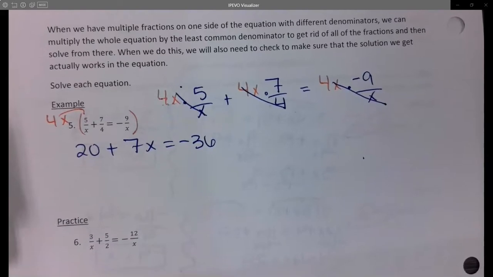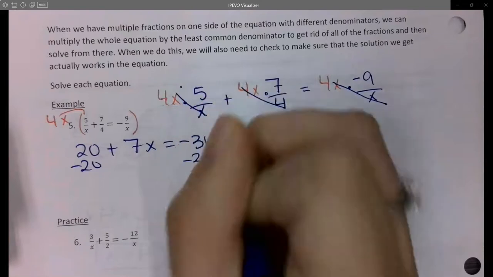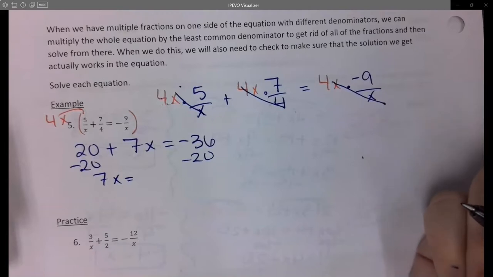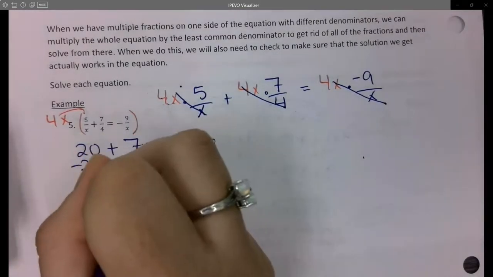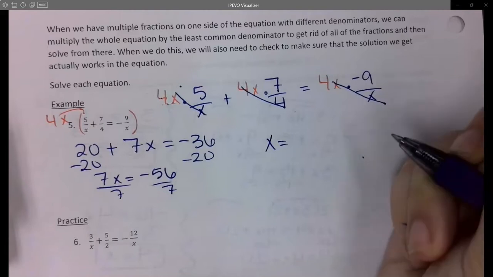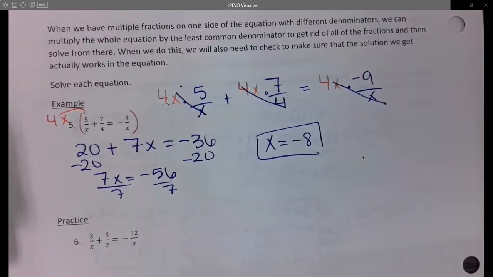So then I want to go ahead and solve my equation. So what should I do? Someone not Abigail. How would I solve this equation? Subtract 20 on both sides. So this is going to get me 7x equals, what's negative 36 minus 20? They're both negative. Negative 56. And then I can divide both sides by 7, which gets me x equals negative 8. Questions on number 5?